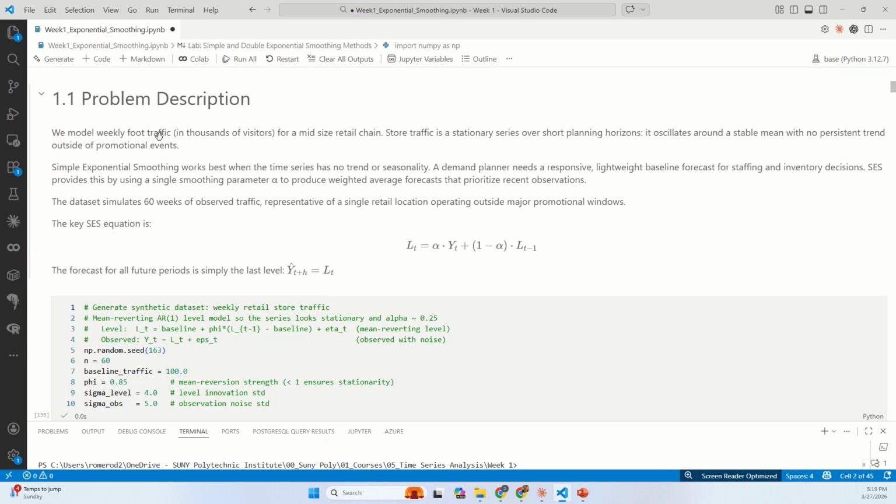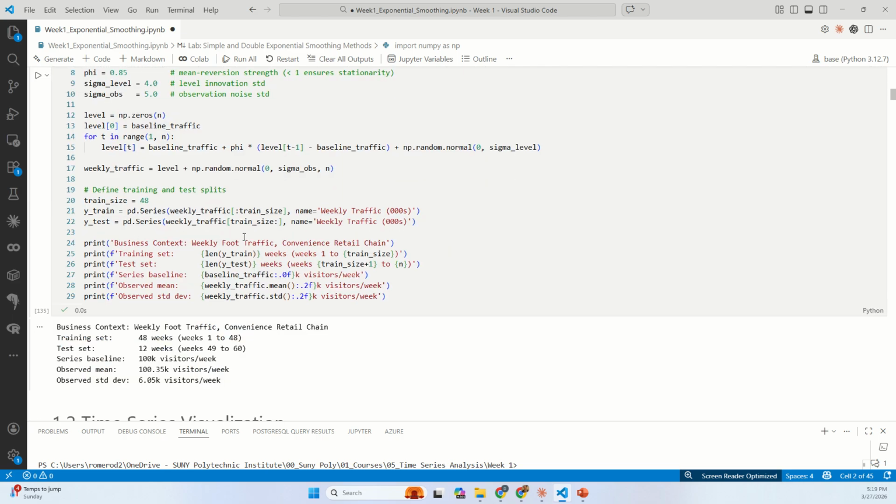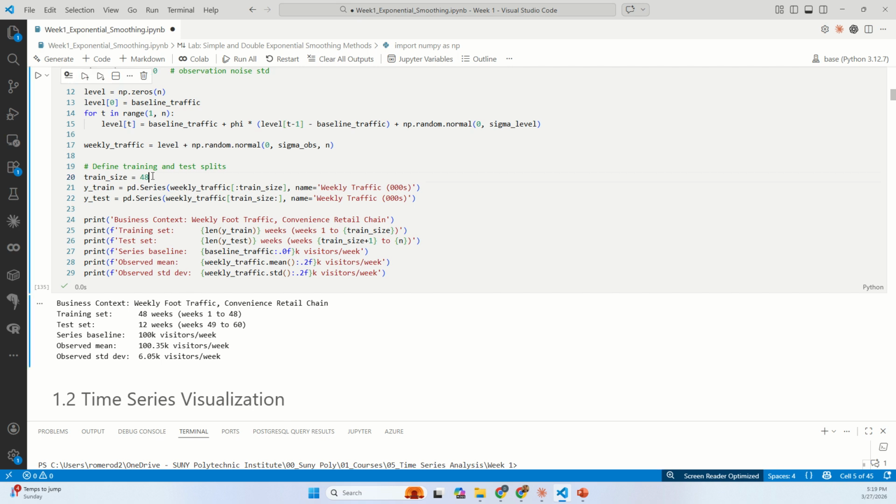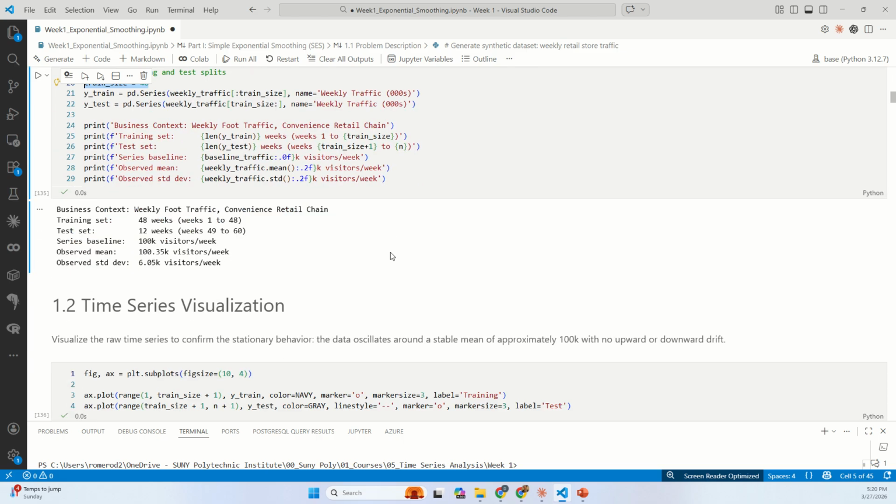All right. So for the first problem, the description is that we are going to analyze the foot traffic for a retail chain. So we're going to analyze the weekly behavior of the foot traffic. We're given the data here and we split the data. We're given 60 observations, so our train size will be 48 and the remaining will be test. That's if we do the traditional split.